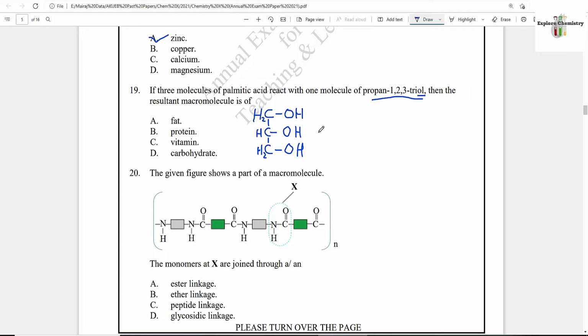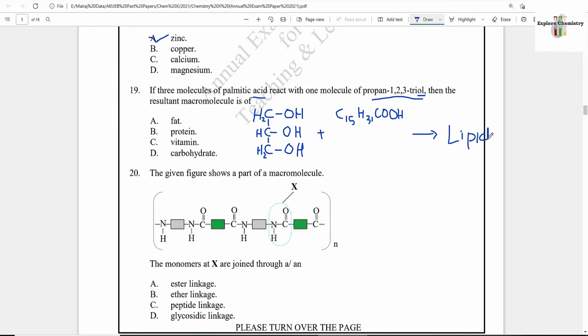This is glycerol. Glycerol is reacting with 3 molecules of palmitic acid. Palmitic acid is carboxylic acid, long chain carboxylic acid. Formula is C15H31COOH. This is long chain carboxylic acid. Whenever they will react together, they will give you lipids. So here lipids can be formed.